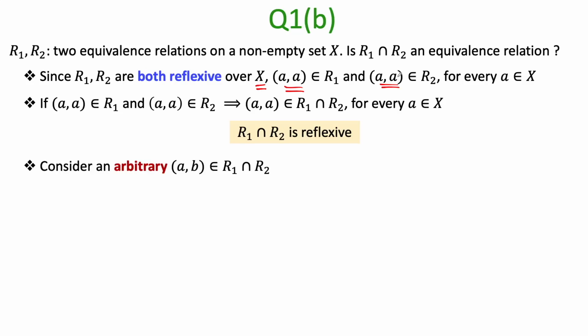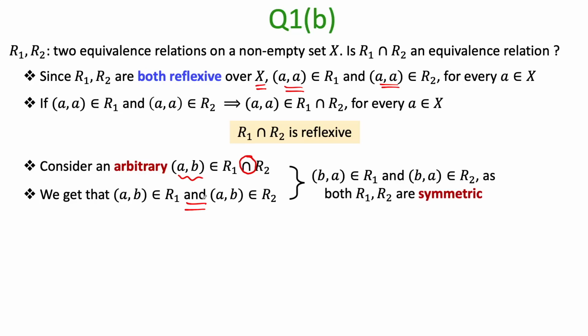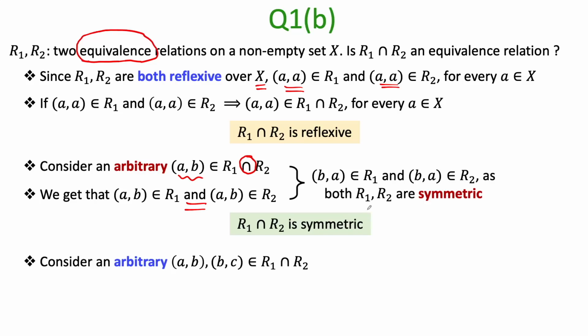Now let's try to prove the symmetric property for R1 intersection R2. For that, I consider an arbitrary ordered pair A comma B to be present in the intersection of R1 and R2. Since it is present in the intersection, as per the definition of intersection, it will be present in both R1 as well as R2. Now it is given that relation R1 and relation R2 are equivalence relations. So individually both of them are symmetric relations, and as a result, the ordered pair B comma A will be present in R1 as well as in R2. So since B comma A is present in both R1 as well as in R2, it will be present in their intersection as well, which shows that the intersection is a symmetric relation.